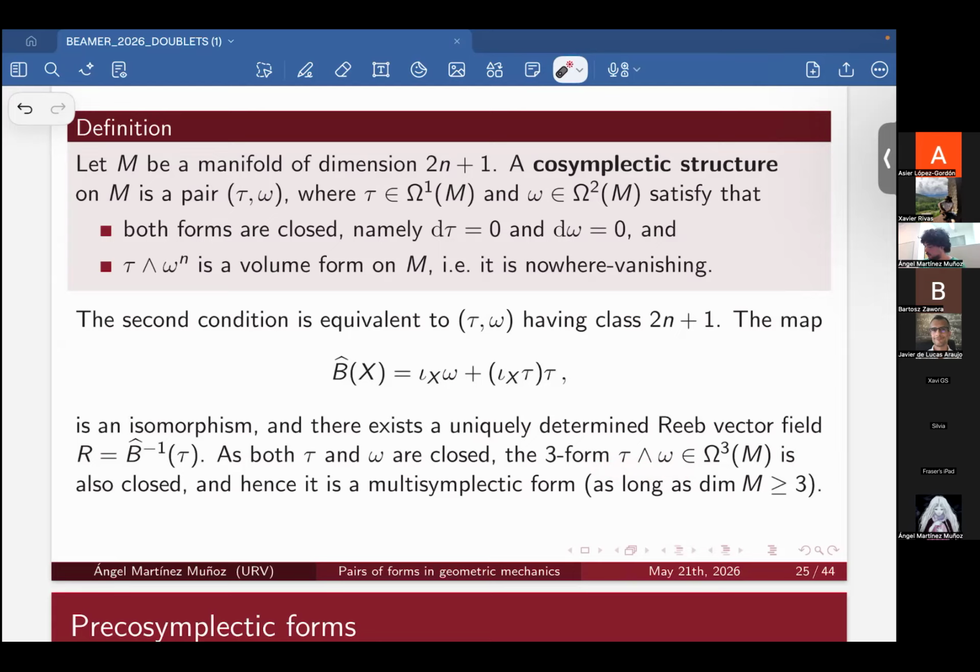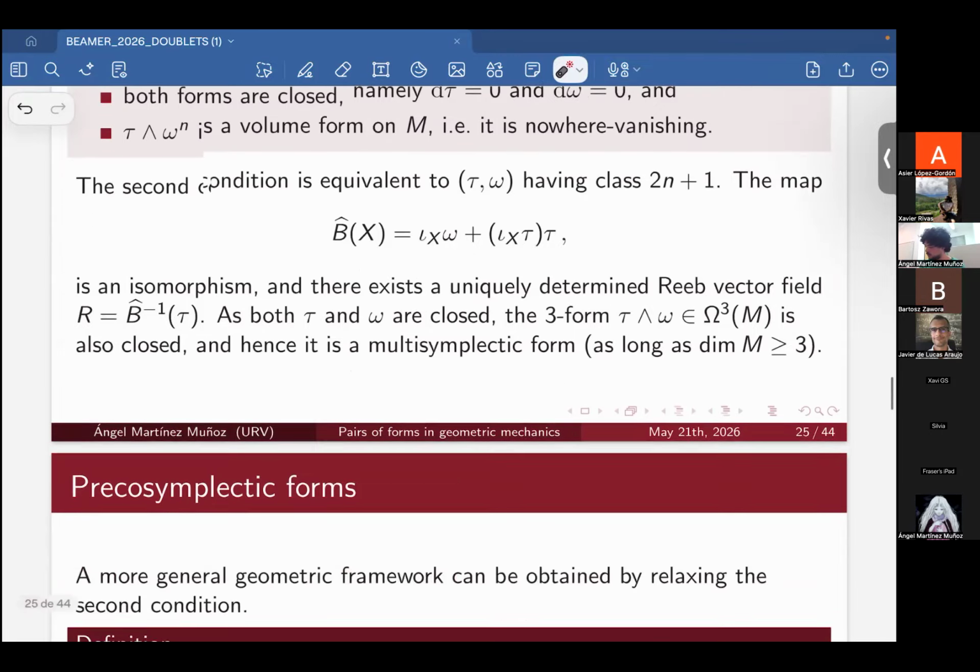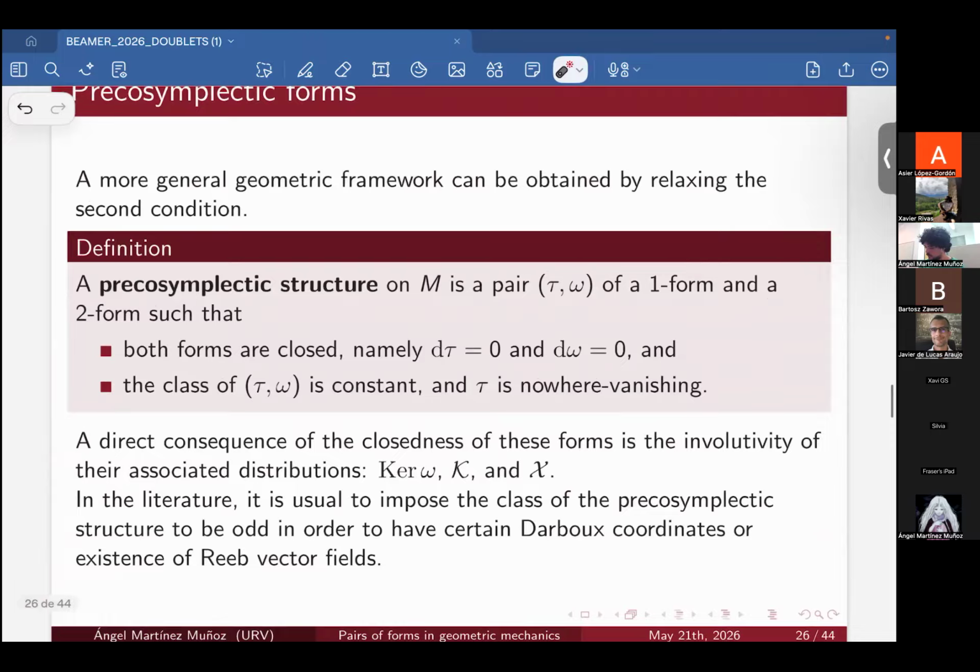Thank you. Well, we just put this because you have it, and I think it's interesting that you have this multisymplectic form. It's also not something that is used very much because we're not very used to using three forms in general, but it would be interesting to explore the applications of this.